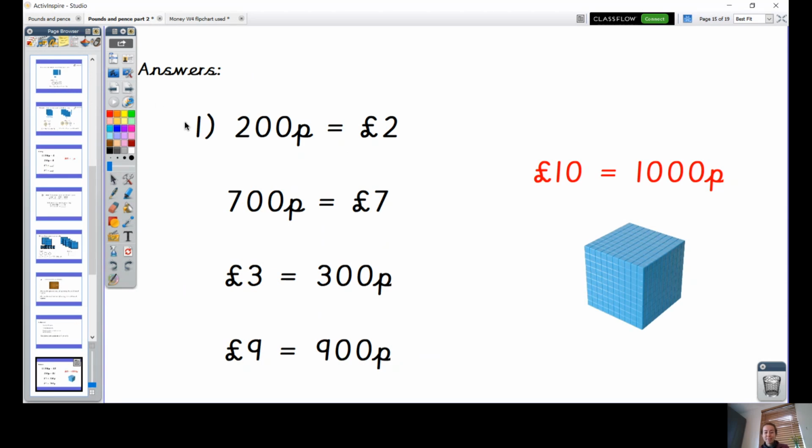And here we go for some answers. That tricky one, the £10 was the same as 1,000 pence, which looks a bit like this if we were looking at Dienes, yeah? So we've got one of those in our classroom, haven't we? It looks a bit like a cube, it's 3D, so it's a lot of pennies, 1,000 pennies to be precise. Keep marking your work.